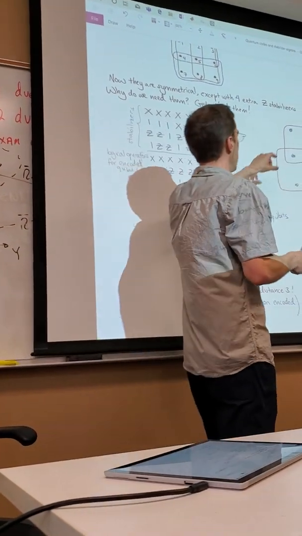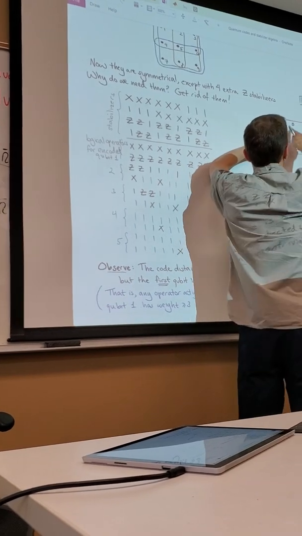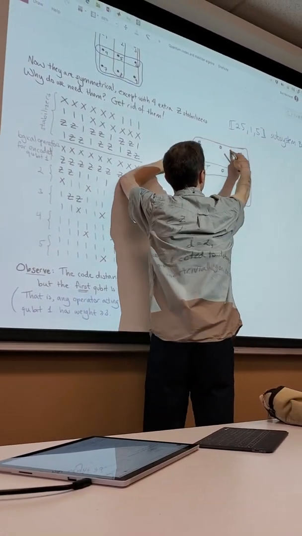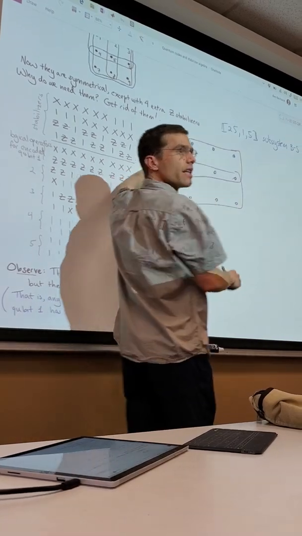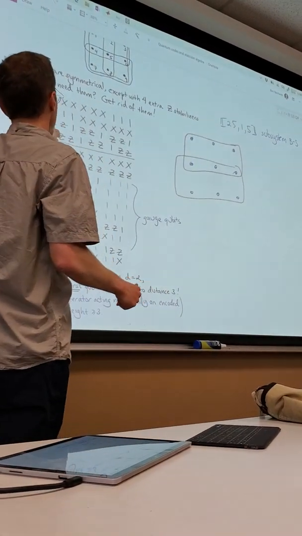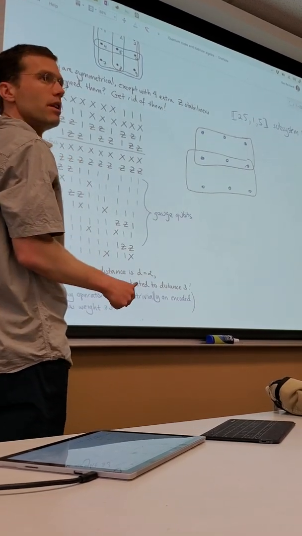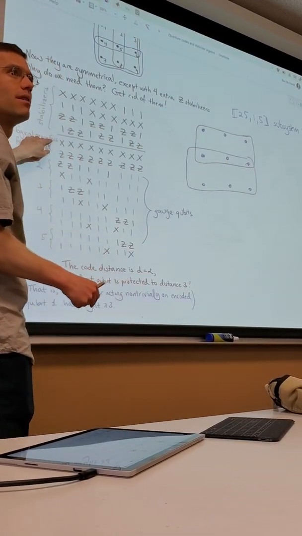So that's the idea: we measure the x operators vertically, just two at a time, and the z operators horizontally, two at a time. That gives you all the information you need to get these four stabilizers, which lets you then correct errors on the important encoded qubit.